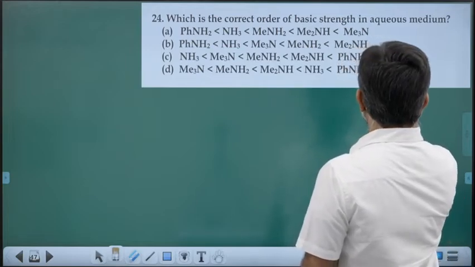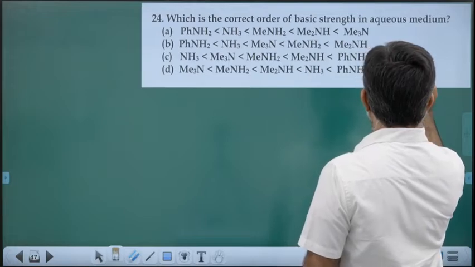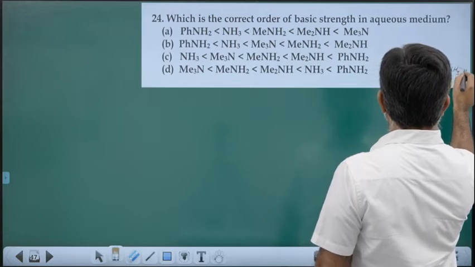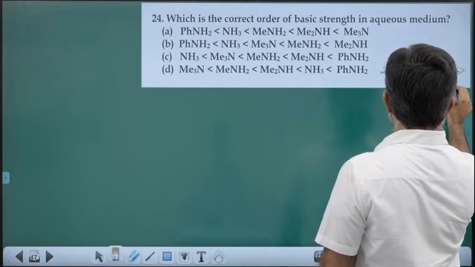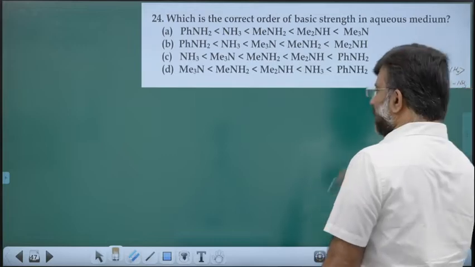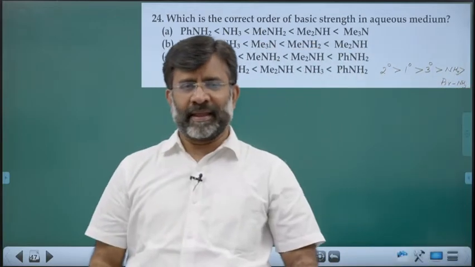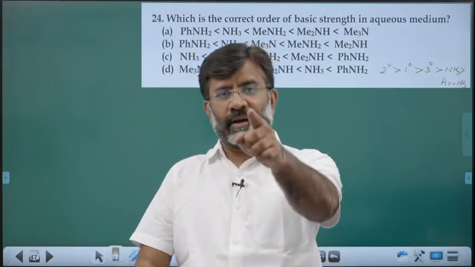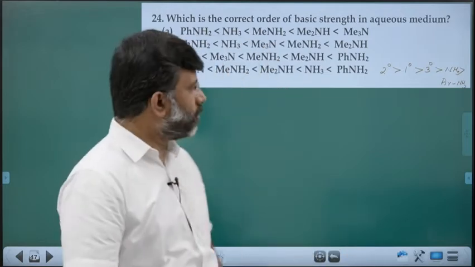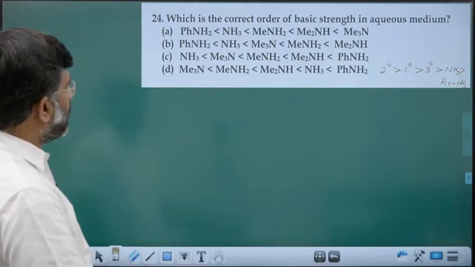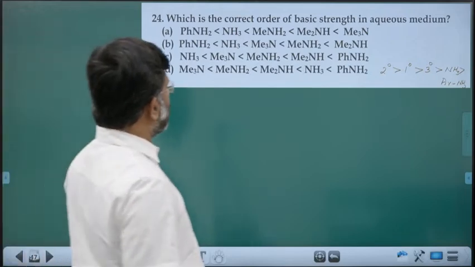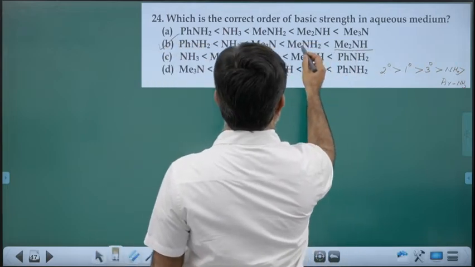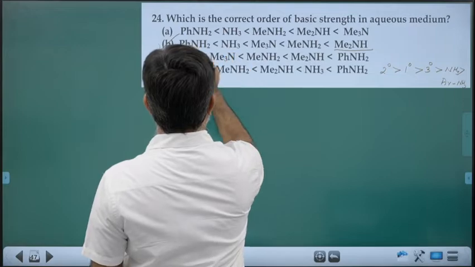It is secondary greater than primary greater than tertiary greater than ammonia greater than aniline. Because, you know, aniline is less basic than ammonia. Aliphatic amines are more basic than ammonia, while aromatic amines are less basic than ammonia. So what is the order? Secondary amine maximum. So that is the order: secondary, primary, tertiary, ammonia, aniline.